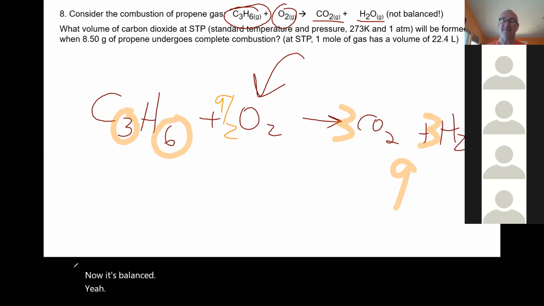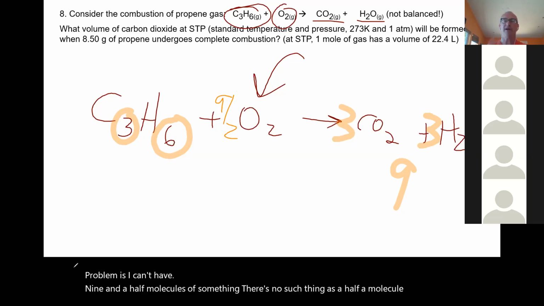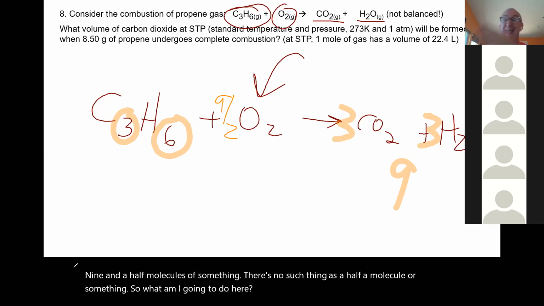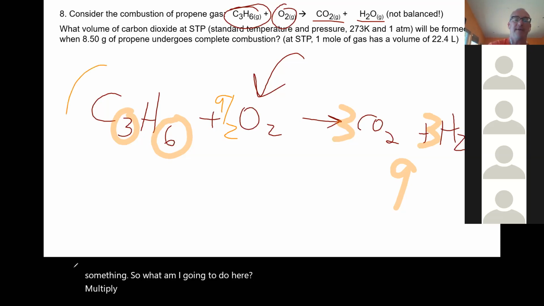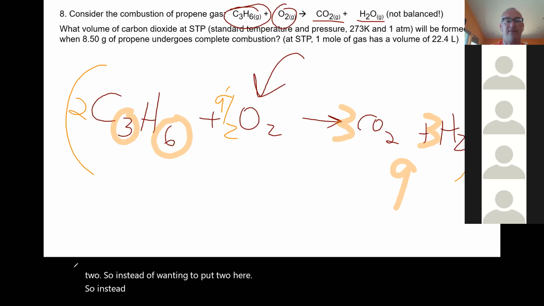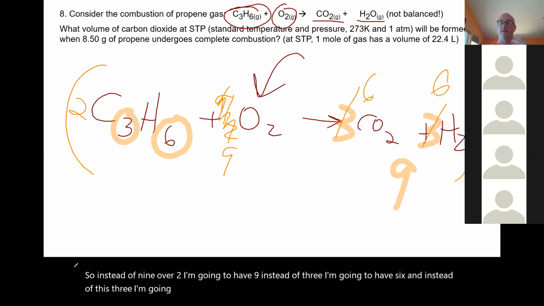Problem is I can't have 9.5 molecules of something. There's no such thing as half a molecule. So what am I going to do here? Multiply everything by 2. Just take the whole thing and multiply it by 2. So instead of 1, I'm going to put a 2 here. Instead of 9 over 2, I'm going to have 9. Instead of 3, I'm going to have 6, and instead of this 3, I'm going to have 6. Then check and see if it's balanced.